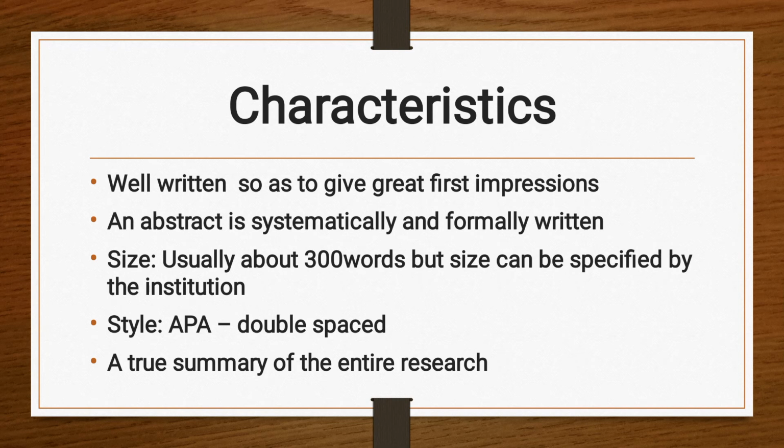Then the style of writing. Currently, most institutions follow the APA style, but I'm not limiting the style to APA. I'm simply saying in case you are using the APA style, then your abstract should be double spaced. Then the other characteristic that I've already worked on is to make sure that it is a true summary of the entire research.